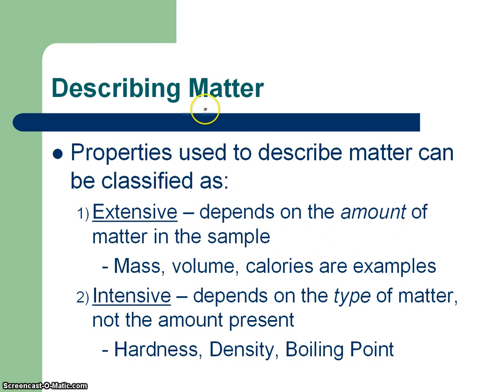You have ways to describe matter. The properties used to describe matter can be classified as extensive or intensive. Extensive depends on the amount of matter in the sample. It's mass, volume, calories. And intensive depends on the type of matter, not the amount present. This includes hardness, density, and boiling point.